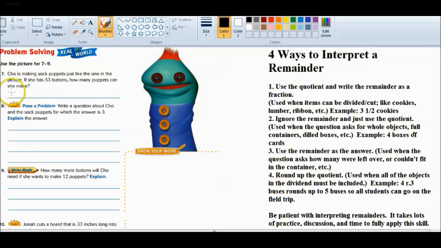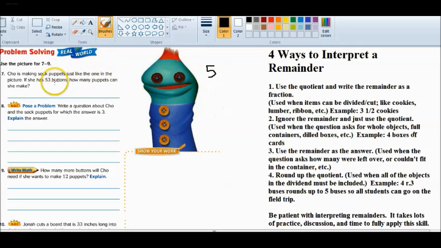Now, I want to take a look at a couple of problems that we have on one of the pages we're working on today. One of the problems is this really adorable sock puppet, and Cho is making sock puppets just like the one in the picture. Now the question is, if she has 53 buttons, how many puppets can she make? Well, the first thing is I have to realize how many buttons I need to make the sock puppet. And if we count all the buttons, we realize that we're going to need 5 buttons per sock puppet.